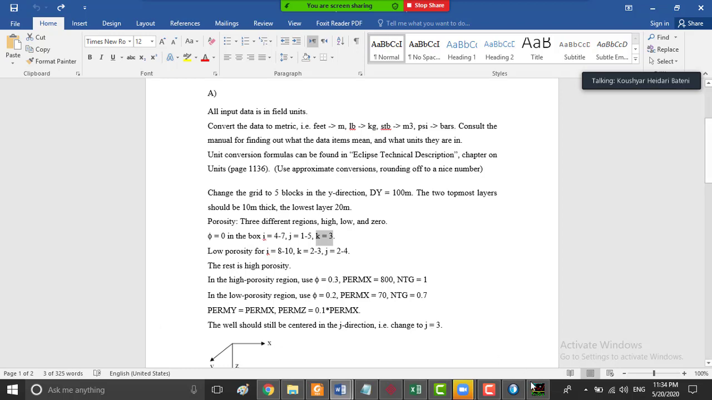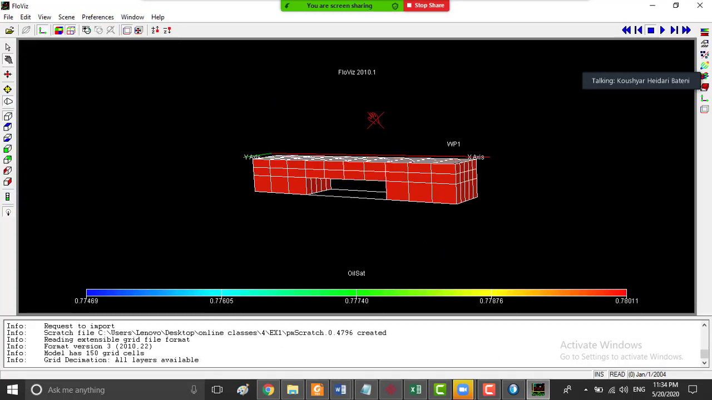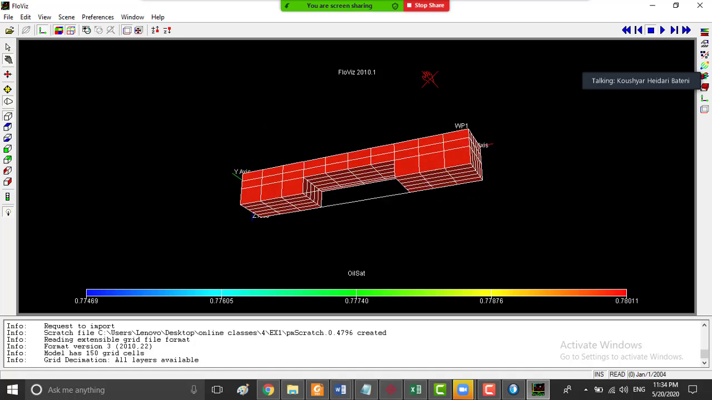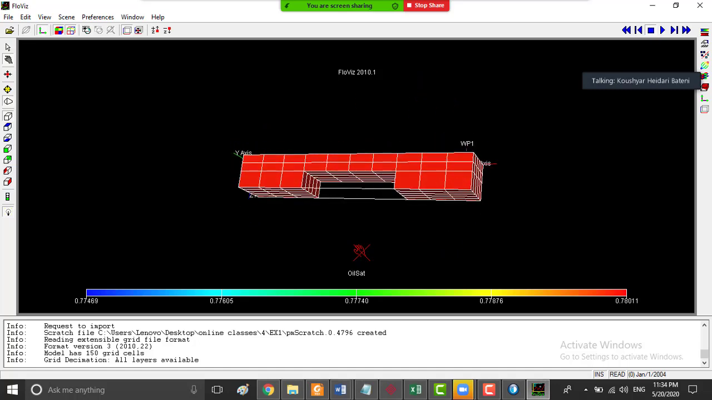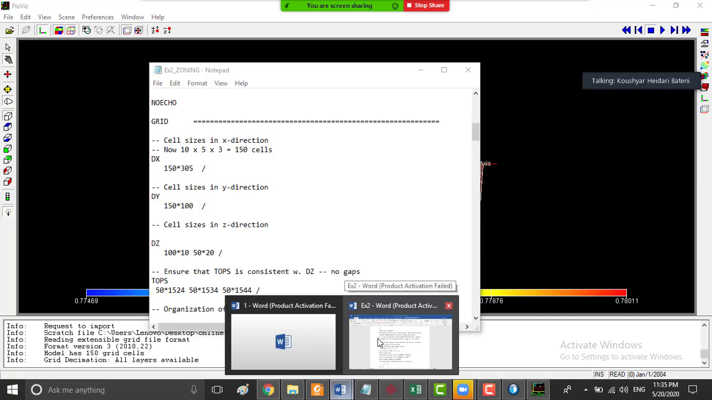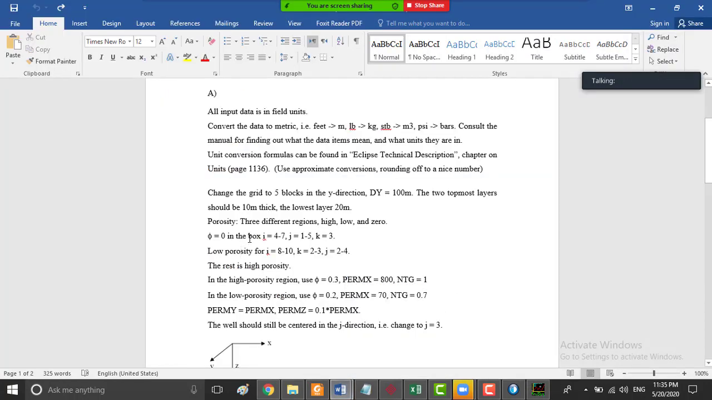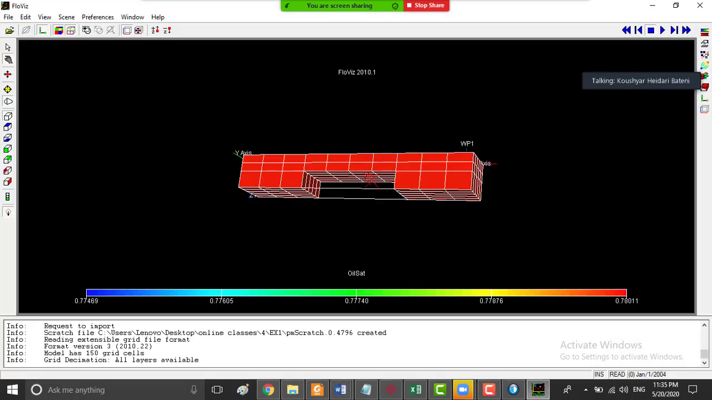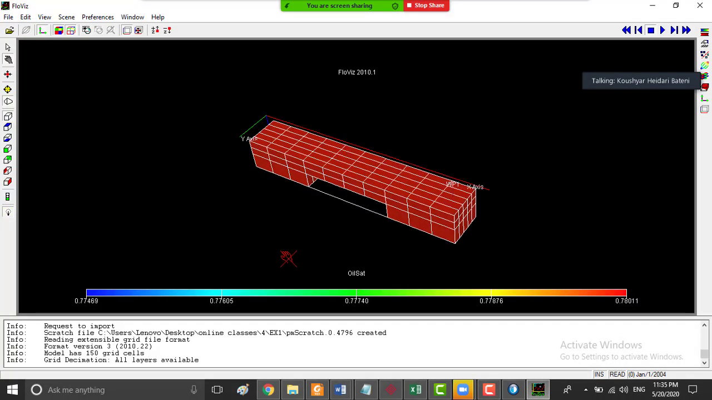If you look at the flow with, having zero porosity means that we have no oil saturation. So when you want to see this property, which is oil saturation, in the third layer, some part of it is going to be missing. Look at the data, look at the exercise. In the box I from 4 to 7, J from 1 to 5, and K equal to 3. And now look at the flow with. Let me change the screen.